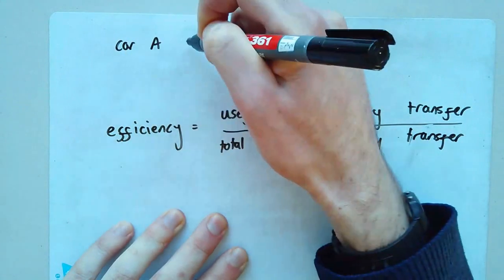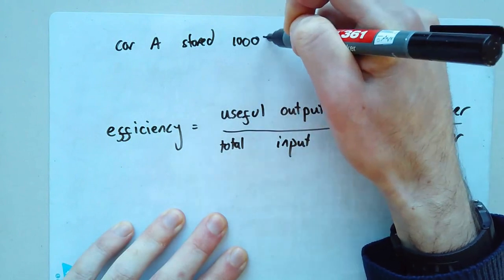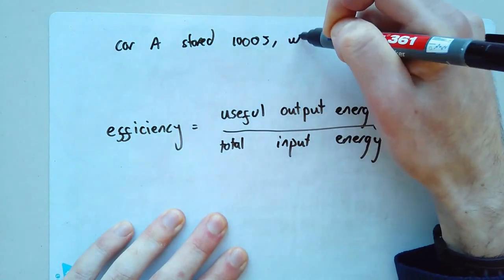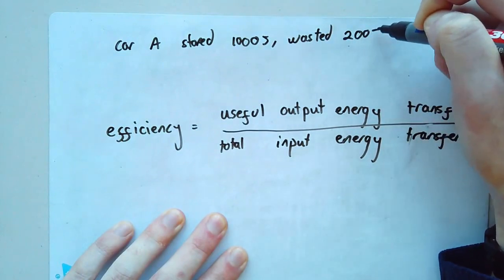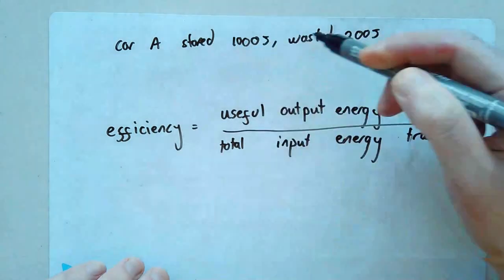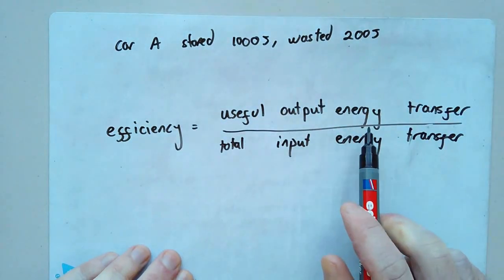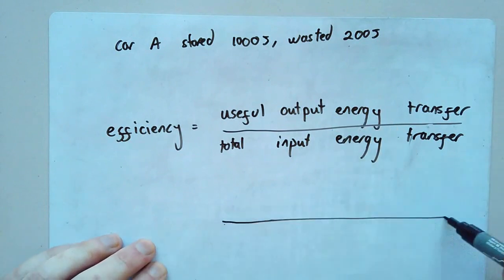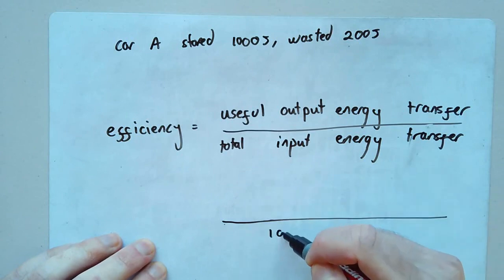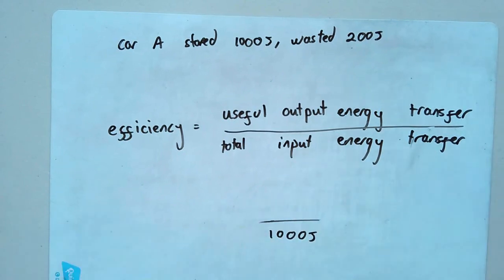So if we go back to our previous example, so we had the car, so it was car A, I can't remember, stored 1,000 and it wasted 200 joules. Now I can just substitute those two numbers straight into there, because the useful output energy transfer. Actually, no, sorry, there's a bit of complication first. I can do the bottom bit really easily. Total input energy transfer is 1,000. I don't need it to be that long. That's like laughably long. 1,000 joules underneath.